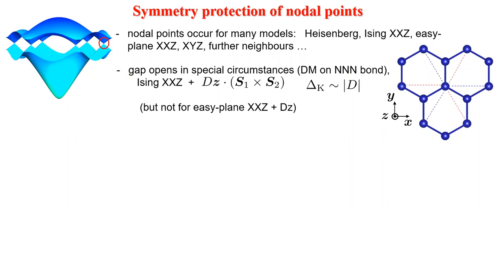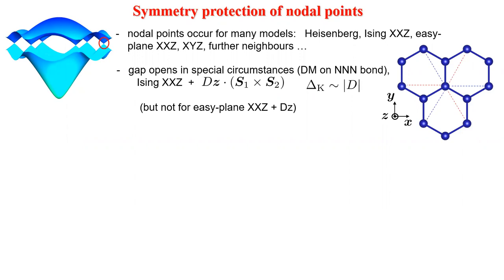However, one can open a gap in special circumstances, for example, by adding a Dzyaloshinskii-Moriya interaction on the next nearest neighbor bond. And this is symmetry allowed because there's no inversion center halfway along this red bond up here, for example. For the case of an Ising XXZ model where spins are out of the plane, the DM vector that's out of the plane is along the quantization direction, then the DM vector acts as a complex hopping for the magnons, and this introduces a gap at this point at the corners of the Brillouin zone.